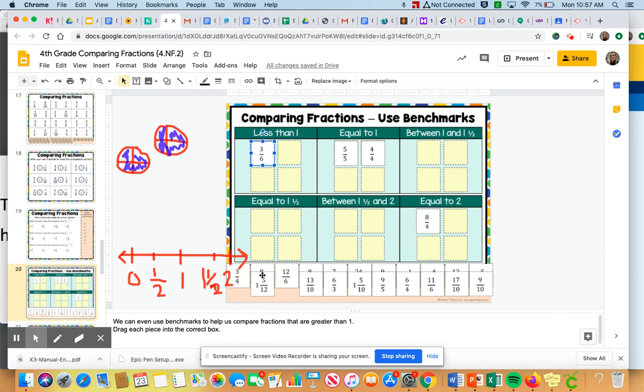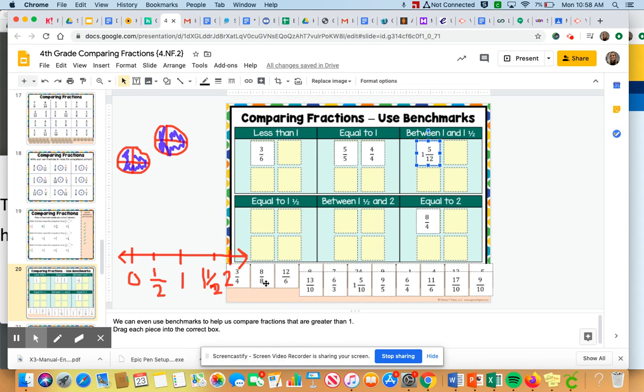What about 1 and 5/12? Well, I know it's bigger than 1, so it's either going to be here, here, or here. What's half of 12? 6 is half of 12. So 1 and 6/12 would be 1.5. So 5/12 is going to be a little bit smaller than 1.5. It would probably be placed about in here on the number line. So I know that's between 1 and 1 and a half. Goes right here.